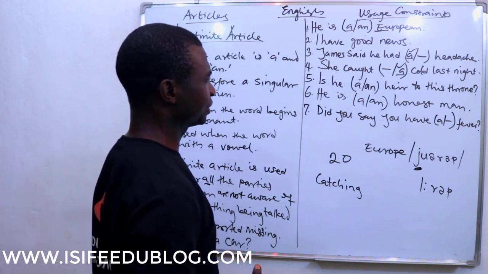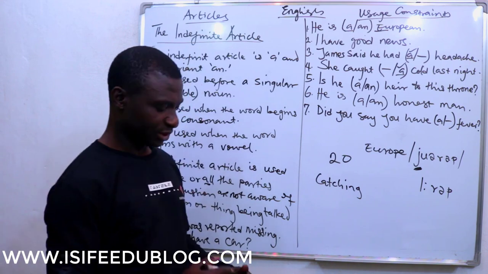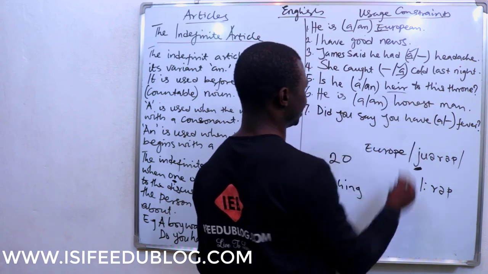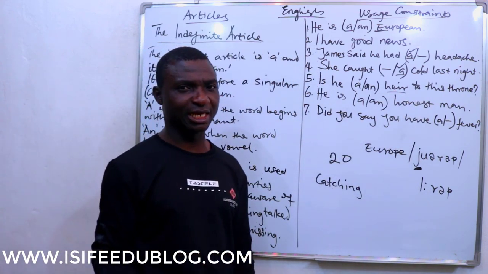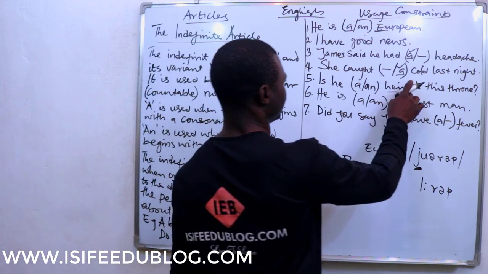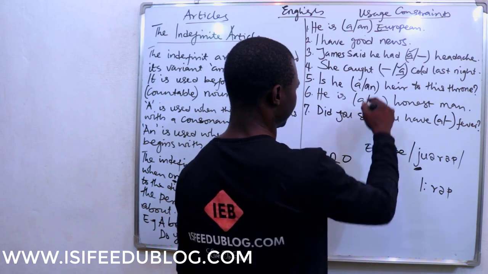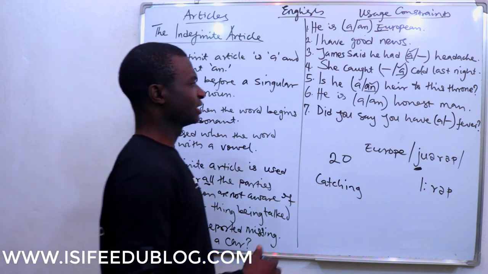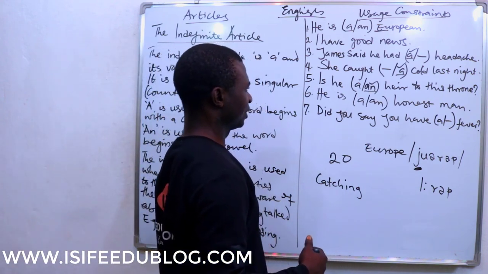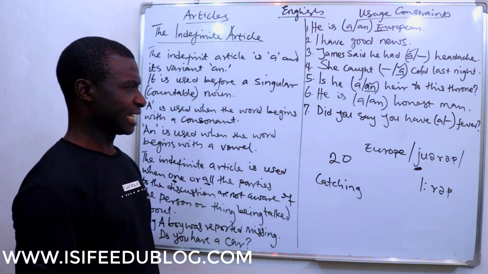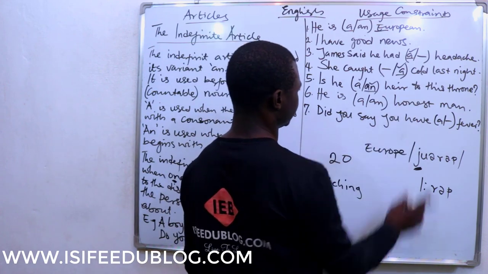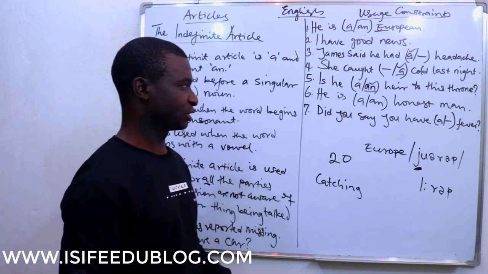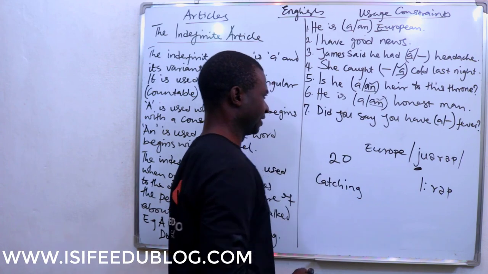Is he dash heir to this throne? Now, you have heard me pronounce heir, not hair. The H in heir is silent. Therefore, is he an heir to this throne? He is dash honest man. Again, the H in honest is silent. Therefore, we say he is an honest man. So an is preferred here to a.